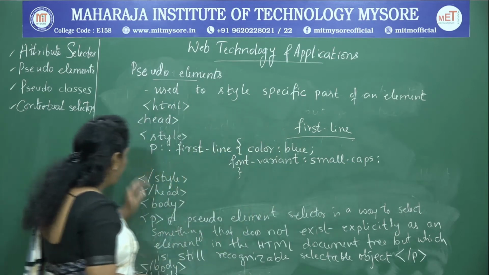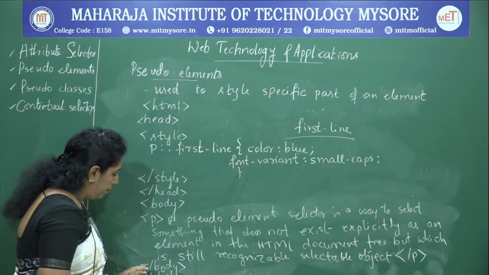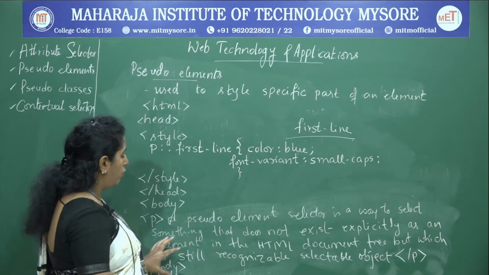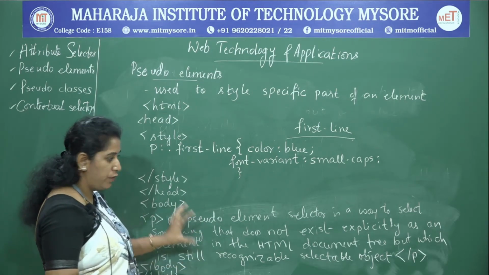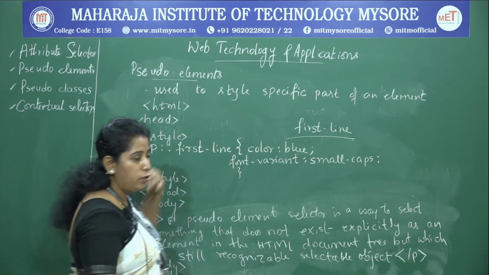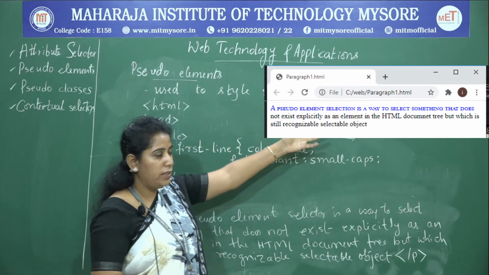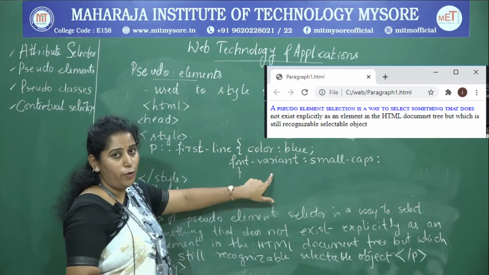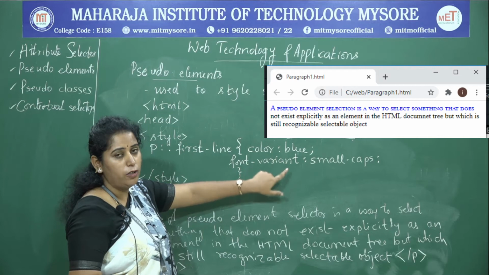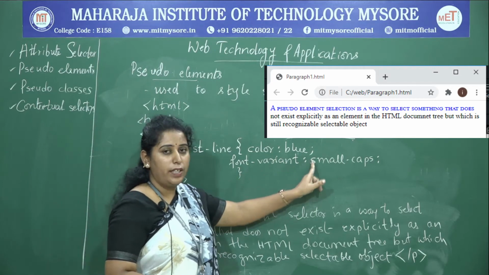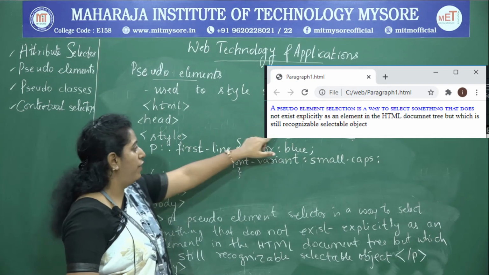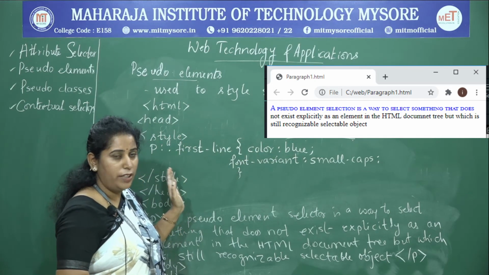Okay. So finally I have taken up the paragraph like this. So what happens here now? This is a paragraph which consists of 3 to 4 lines, right? Once you run this program, you can notice that the first line has been set with this rule. It is in blue color and also it is converted from lowercase to uppercase. So this is about first-line. Are you getting it?